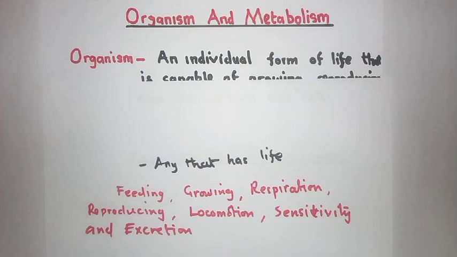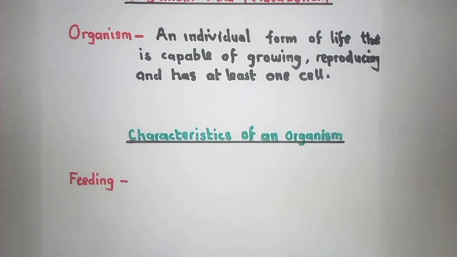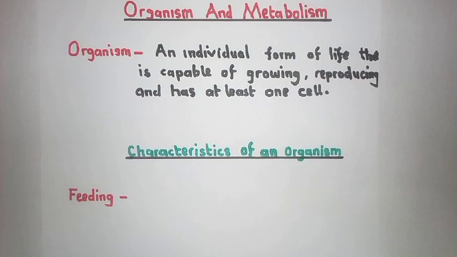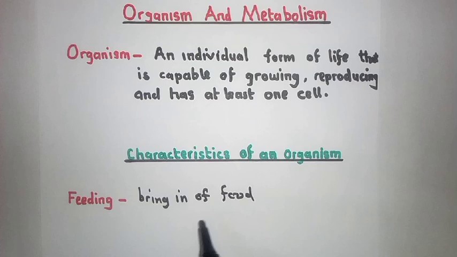All right, so now we talk about the characteristics of an organism. Like I said, there are seven of them. So one of them is feeding. Feeding is just the bringing in of food. So this is a simple definition that I can give you. All organisms are expected to feed.